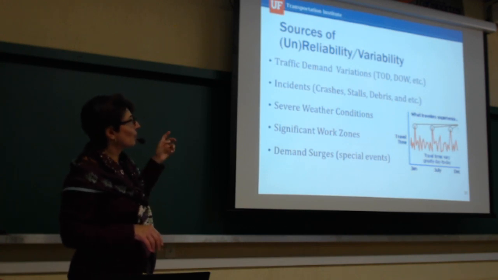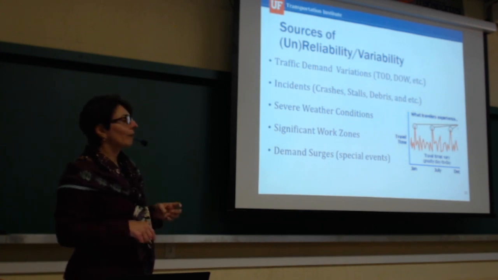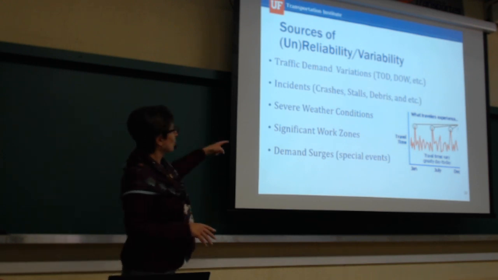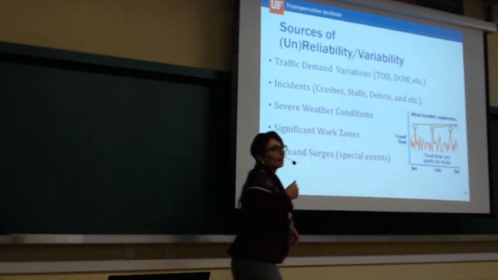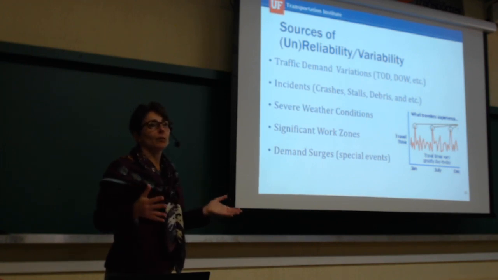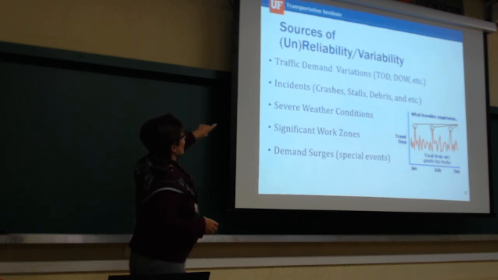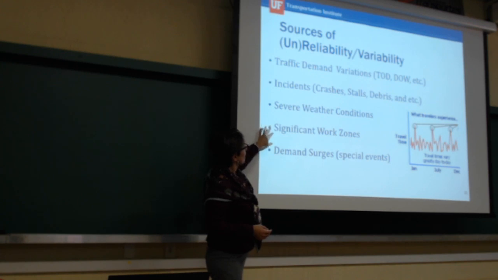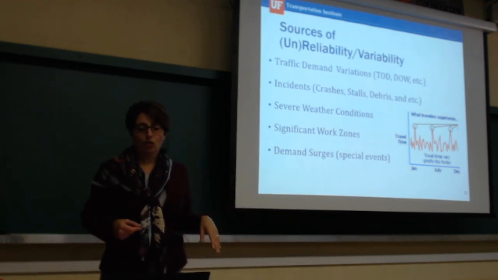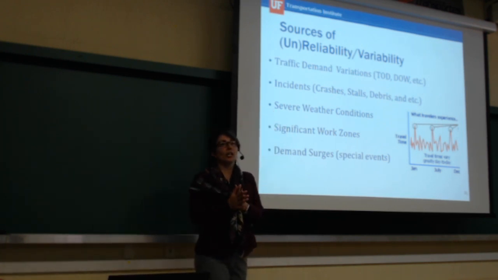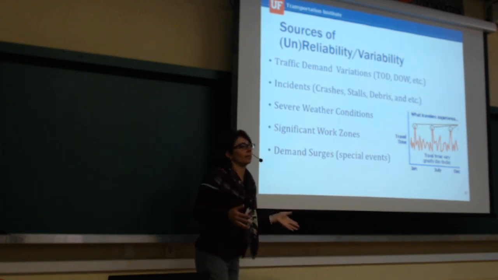So the sources of that reliability or variability are variations in demand, the presence of incidents, anything related to severe weather, and work zones or special events. Each of these may contribute to variability in the travel time. So for us to be able to calculate expected travel time, we need to identify how many incidents you expect to have in a year, or how many you have had, how many weather events, how many work zone closures, how many special events. And so if you are to evaluate, okay, if I have a new policy in incident removal, what will be the expected change from what I have now to what I expect to have?